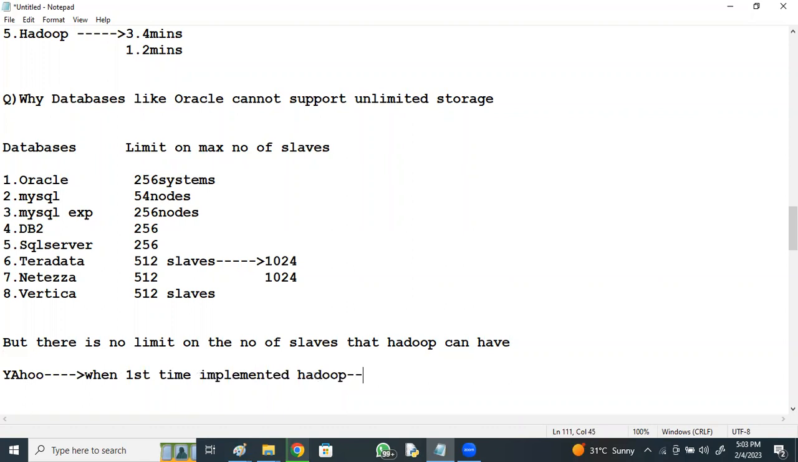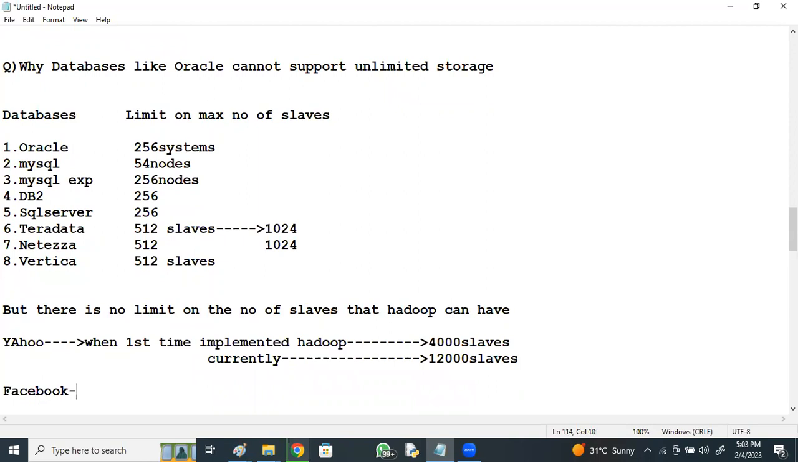Hadoop, it went with 4,000 slaves for storing its data. Systems are nodes, right? Currently, it is going with 12,000 slaves for storing its data. Facebook, right?